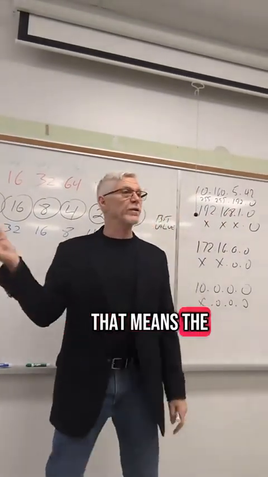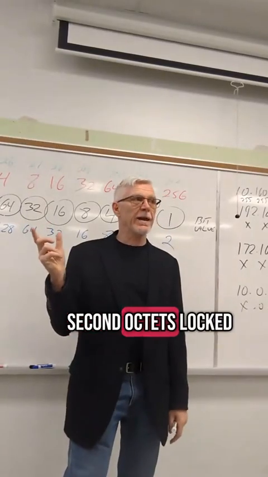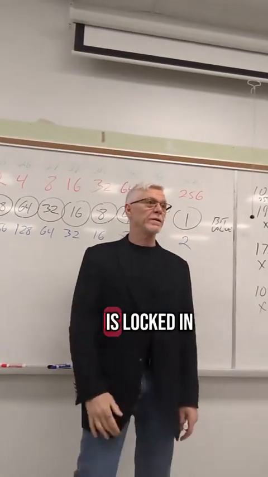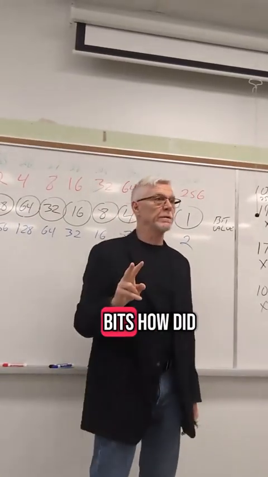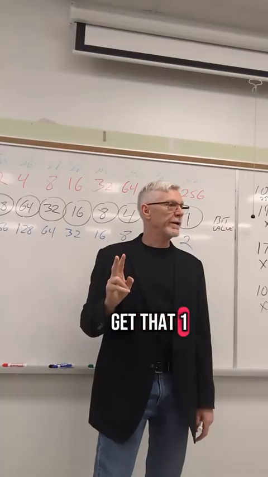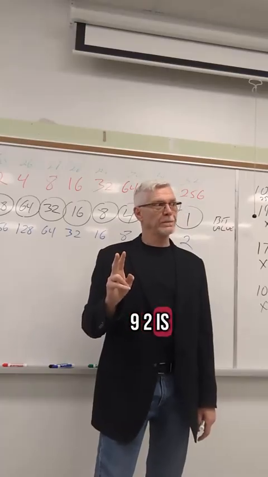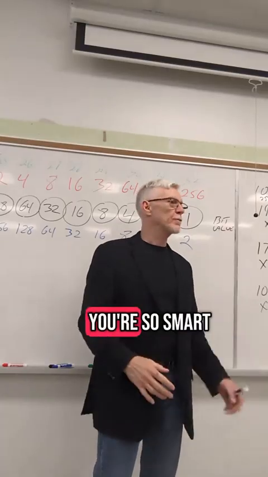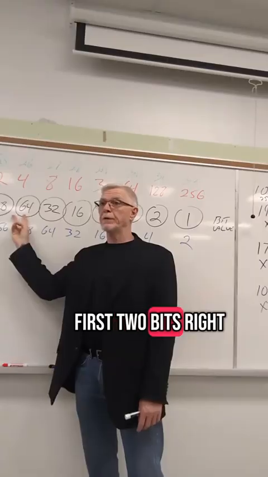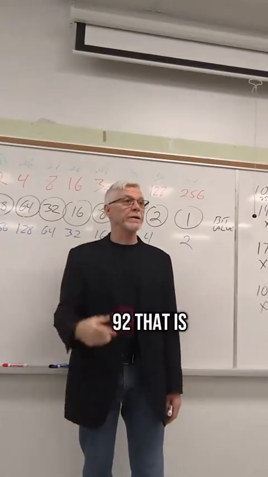Should it be 10.0.0.0? No. It's 255.255.192.0. That means the first octet's locked in, second octet's locked in, and the first 2 bits in the third octet are locked in. How did I get that 192? Is it 128 plus 64? Yeah. So since I know it's 192, it's using the first 2 bits, right? 128 plus 64 is 192.